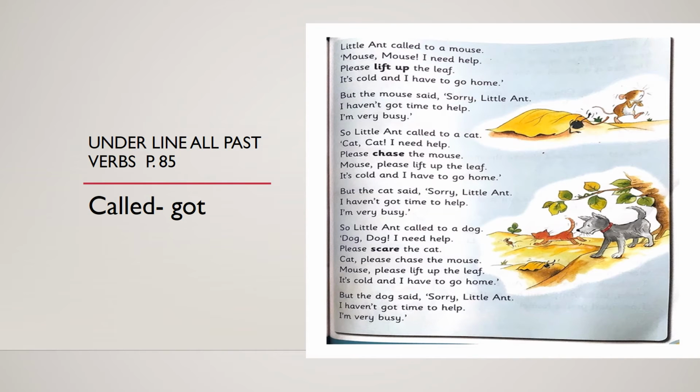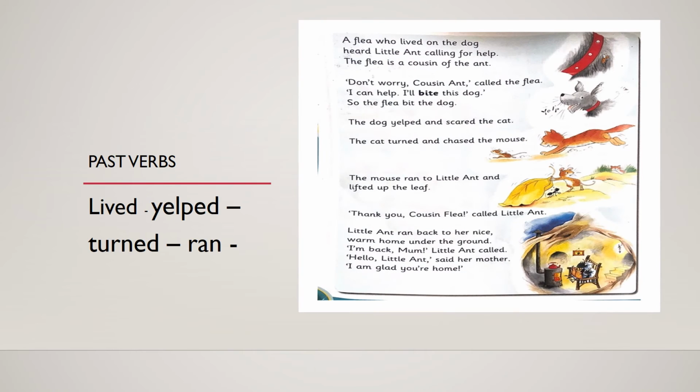In the next page, which is page 85, which continues with the story about Little Ant, we are going to underline all the past verbs still in the story. So look for the past verbs in page 85 of your learner's books and then draw a line under the past simple verbs. Again, we are still expected to read through the story and then draw a line under the past verbs, okay?